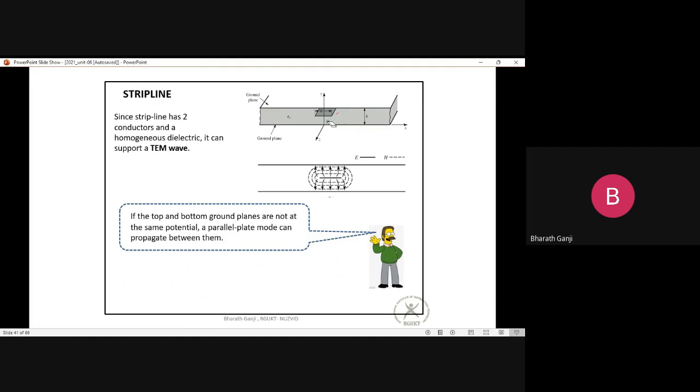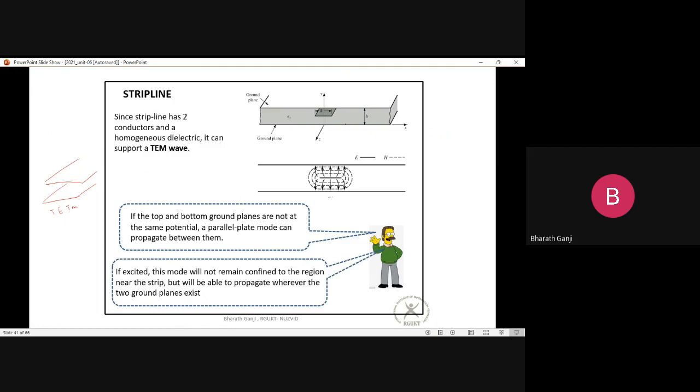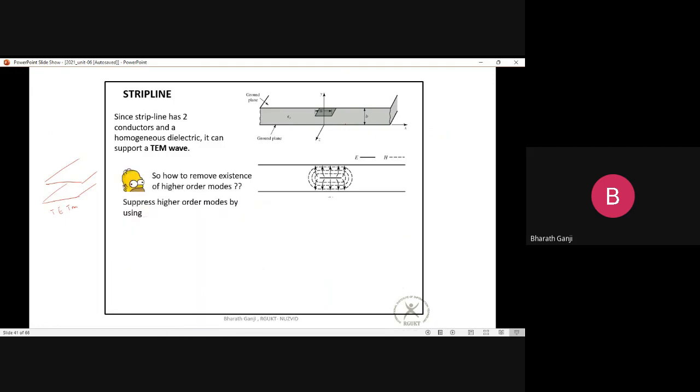So in this kind of scenario, the parallel plate modes come in. If you remember, we have talked about the modes that propagate on two infinite parallel plates. Those higher order modes, those TE and TM modes, can also start to propagate if the potential is not maintained. So in order to eliminate or suppress these higher order modes, what is usually done is that shorting screws are used. That means these side plates are shorted out so that the potential of the two ground planes is maintained the same.